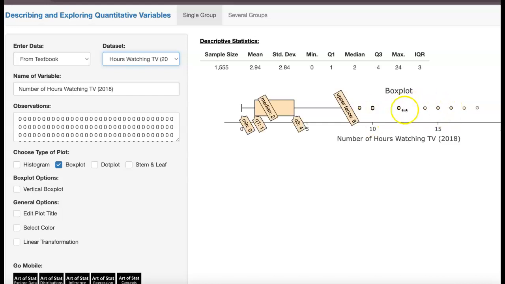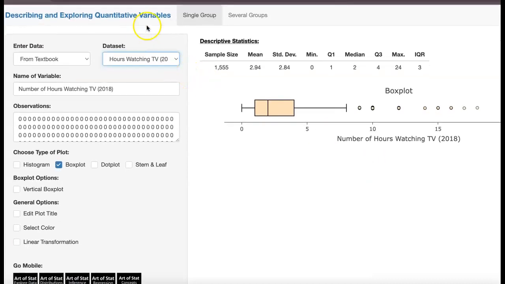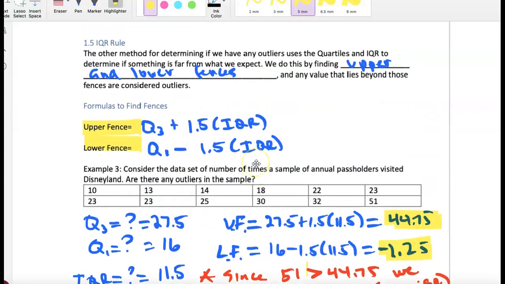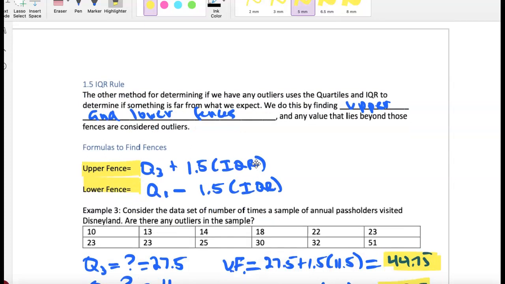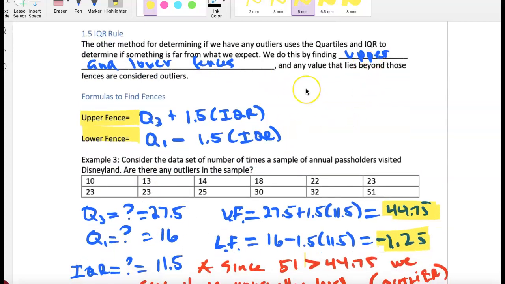And so that's where the outliers occur in the ArtaStat when you use exploring quantitative variables and put data in. There's outliers that will show up over there. Now we do spend a little time in this case doing some hand calculations, and what we calculate is what's called the upper fence and lower fence.